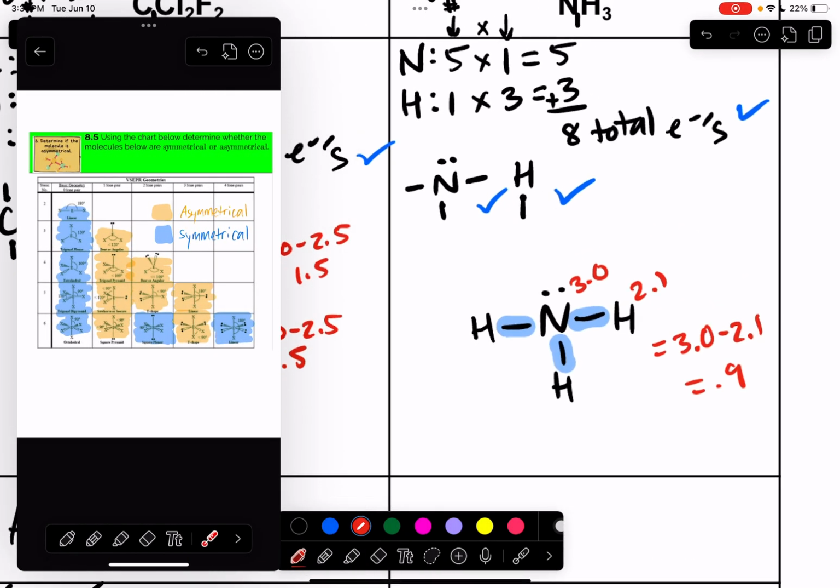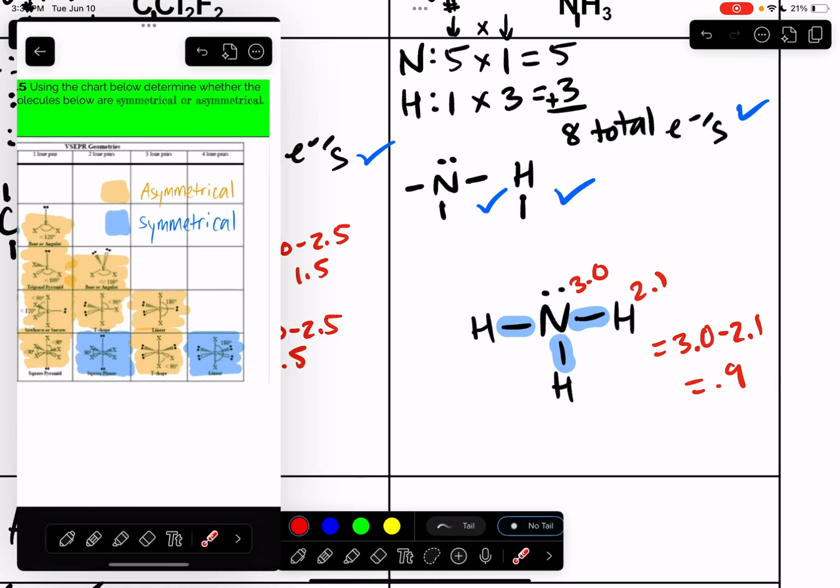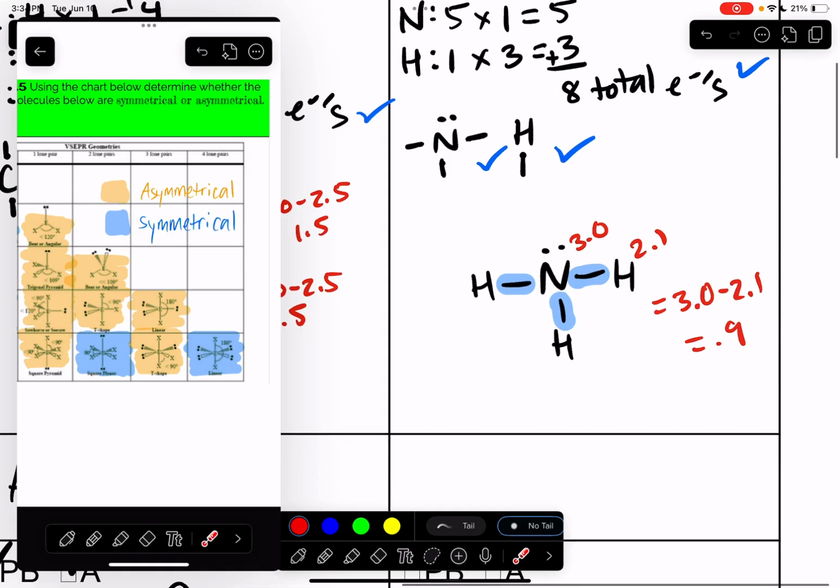Alright, so now I'm going to look at my groups. Nitrogen is right here, and it has 1, 2, 3, 4 groups surrounding it. So I'm going to look at row 4. And then this one has 1, 2, 3 bonds, but it does have 1 lone pair. So I have to look at this column, because this is the column that has 1 lone pair, which means my shape is trigonal pyramid. That also means that this structure is asymmetrical, meaning it is not sharing those electrons equally.